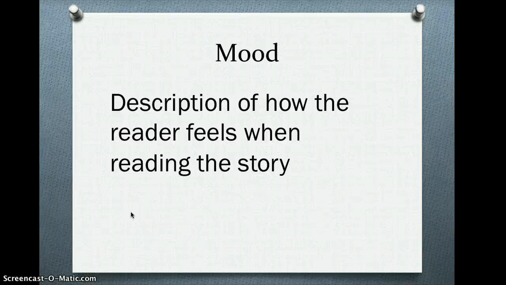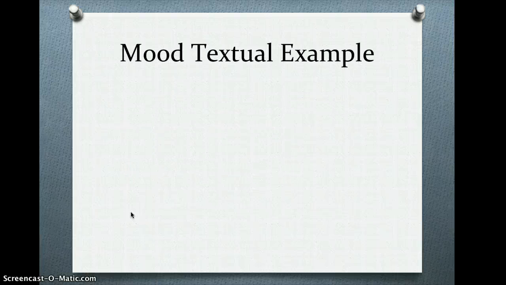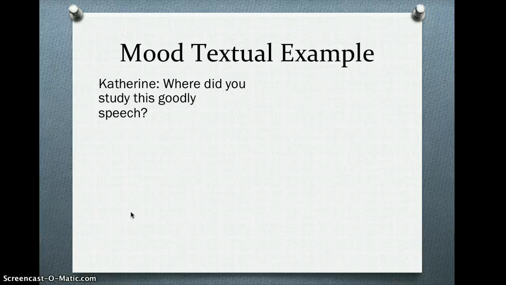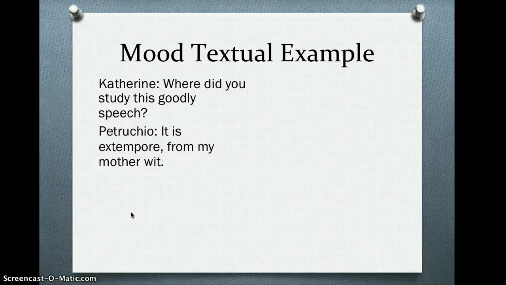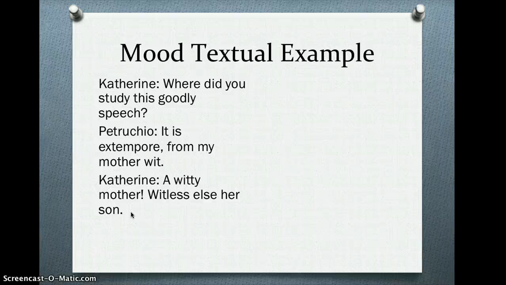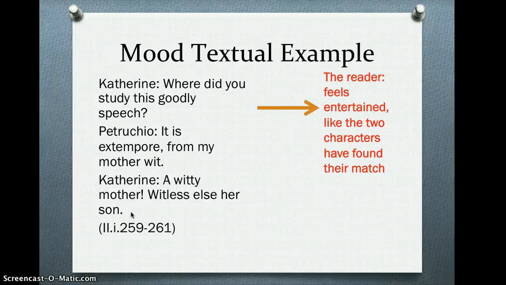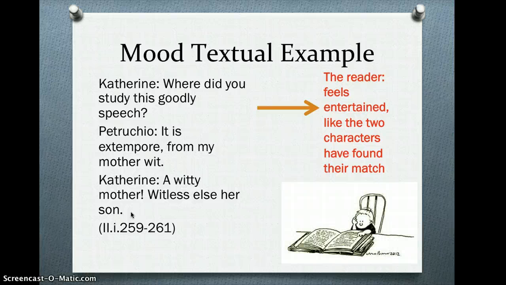As I was saying, tone is sometimes confused with mood. Mood is a description of how the reader feels when reading the story. Whereas tone is from the author's point of view, mood is from the reader's point of view. If we look at that same scene again, Catherine insulting Petruchio's comments, Petruchio responding that he's naturally witty, and Catherine essentially making a modern "your mama" joke, you will see that the reader feels entertained. You feel like the two characters have found their match. That is the mood that it creates, an entertaining mood. And so the mood here is again through the reader's point of view. So here you have the reader having reactions to what he or she is reading.